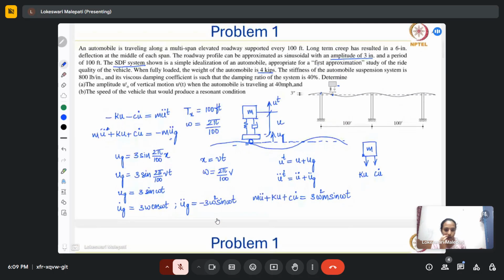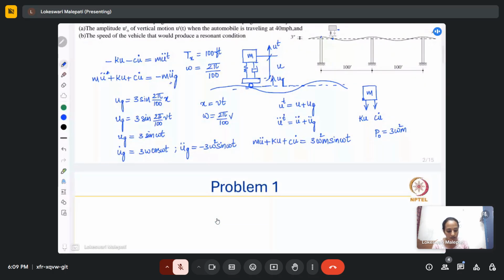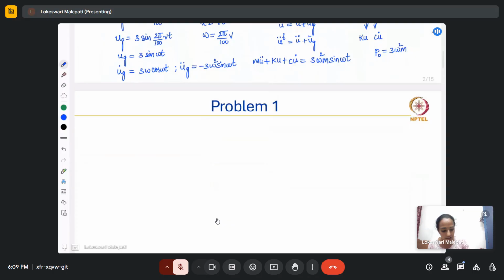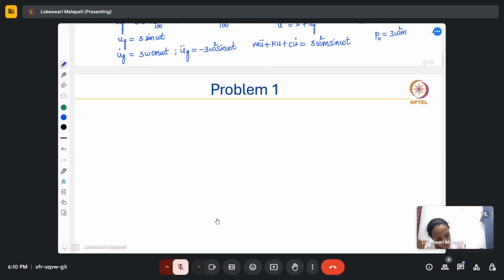So this is similar to the forced vibration condition with P naught equal to 3 omega square m. So for this case, what is the steady state response that was derived in the lectures previously? We can write u of t is equal to P naught by k r d sine omega t minus phi. At any point of time, if you have any doubts, please unmute and ask your questions.